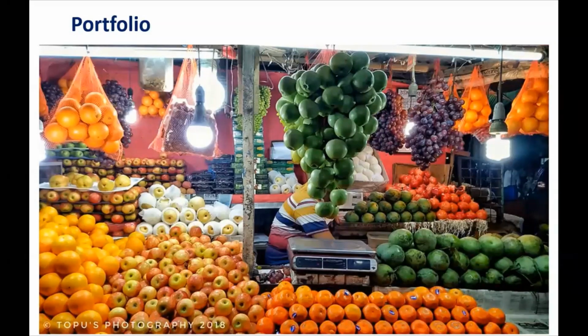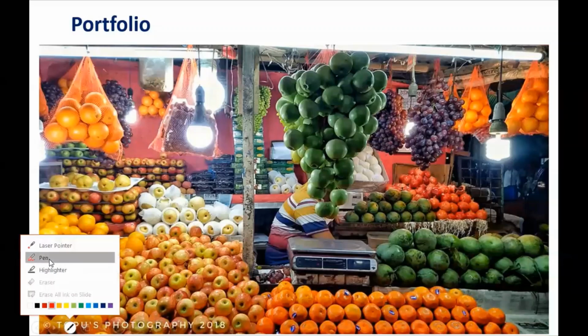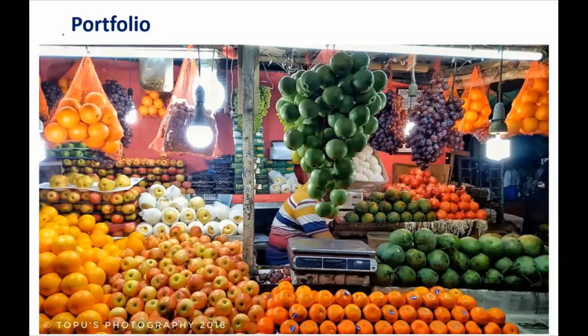Have you seen this kind of fruit shops? Yes, sir. Okay. I have mentioned here that the title I have given to this slide is portfolio. Can anyone tell me why I have chosen this title for this slide as portfolio?